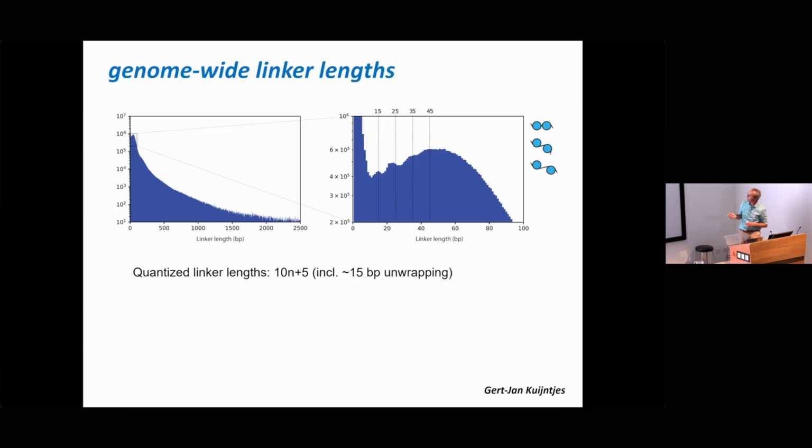When you look at the linker length, it is also quantized in these 10 base pair steps, plus 5, but remember we also have 15 base pairs of unwrapping. So this actually corresponds to 30 base pairs of linker DNA, 20 base pairs of linker DNA, 10 base pairs of linker DNA.